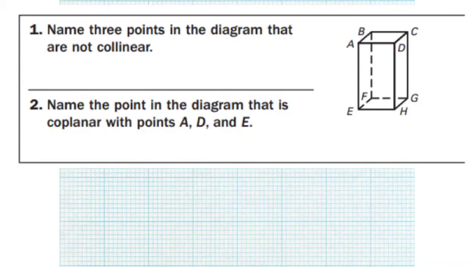Name the point in the diagram that is coplanar with A, D, and E. So again, that shares the same plane. So we're looking at this front plane, A, D, and E. It contains those couple points. That point should be here at H. A, D, and E, and point H is shared with those. Okay. We're just about done.